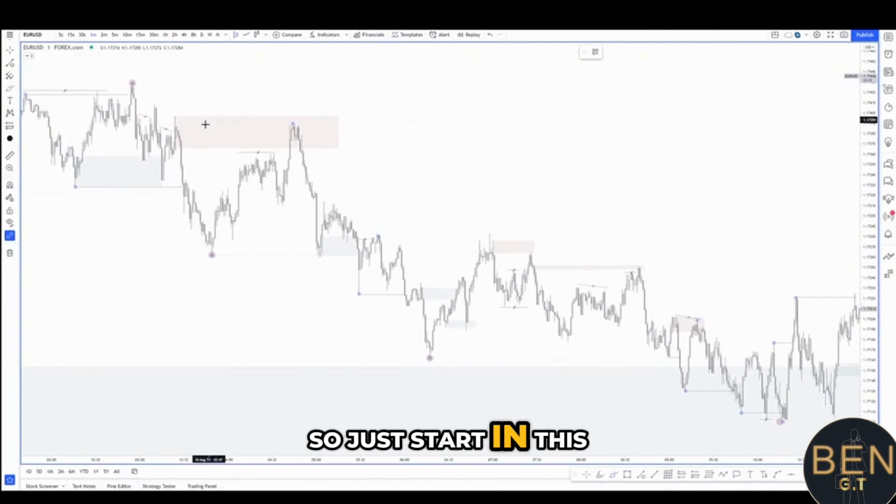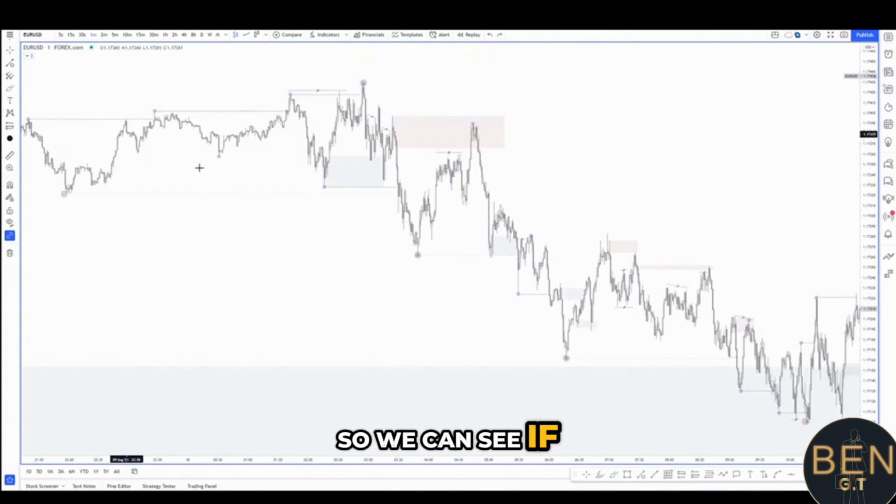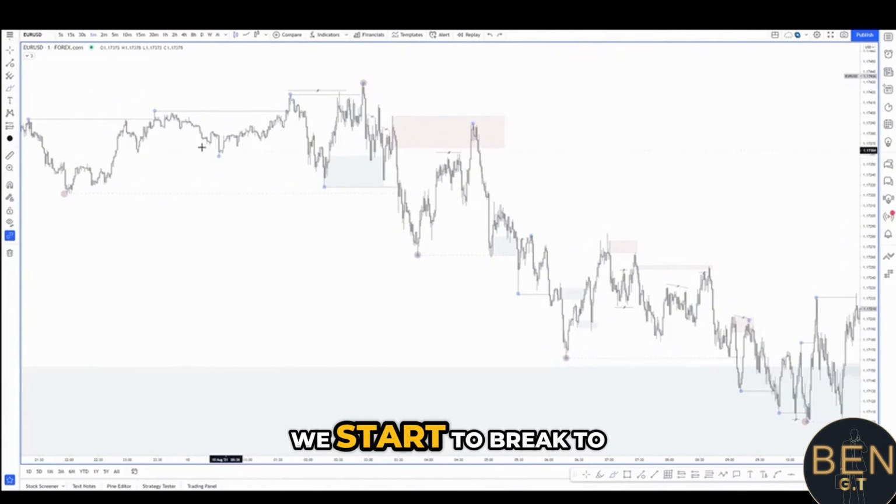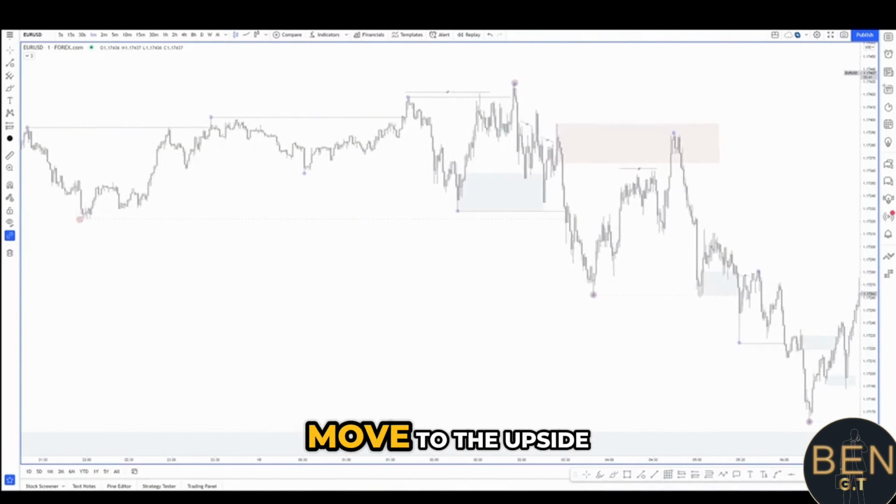So we'll just start in this area right here. So we can see, if we're just looking at this, we're in an uptrend. We start to break to the downside on the 1 minute chart. Of course, we are bearish on the 15 minute, and we're starting to see a move to the upside.